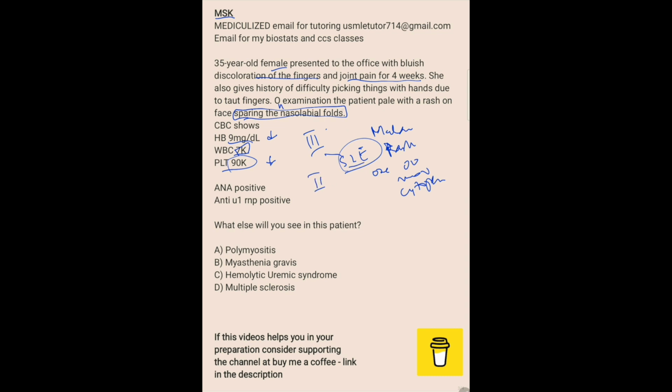So important. This patient has features of SLE. This patient also has difficulty picking things, so that's like scleroderma, and there is Raynaud's phenomenon. So ANA is positive for obvious reasons, and anti-U1-RNP is positive. What else will you see in this patient? Remember, anti-U1-RNP is seen in mixed connective tissue disease, MCTD.